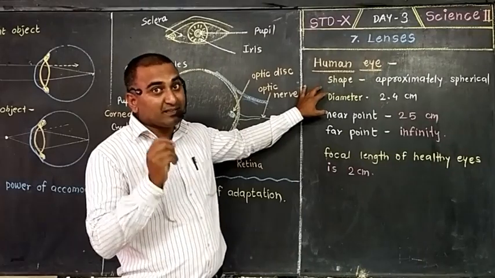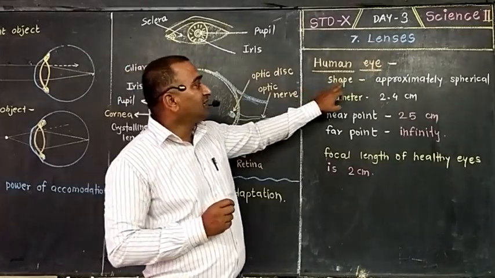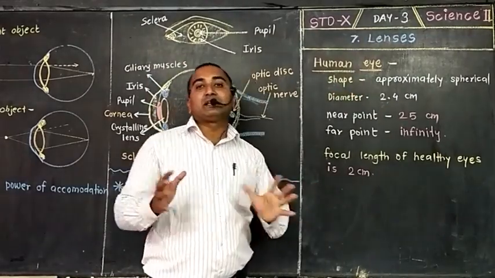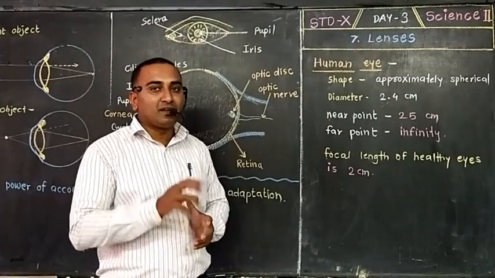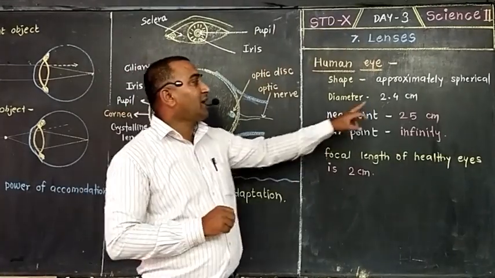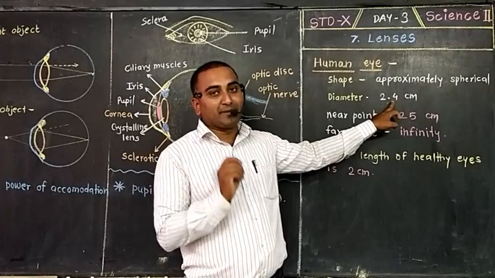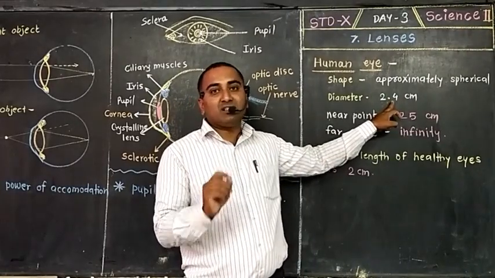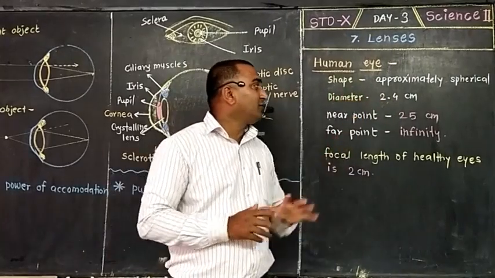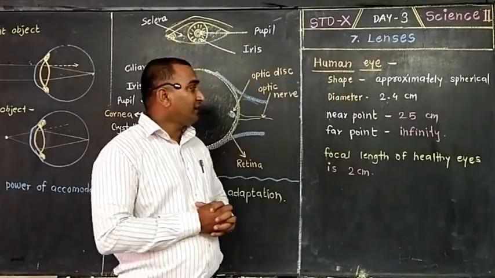But what is the shape of the eye? Generally, the shape of the human eye is approximately spherical. It is not exactly spherical, it is approximately spherical. That sphere has a diameter of 2.4 centimeter. We are discussing all this for a healthy eye, not a defective eye. The diameter is 2.4 centimeter.